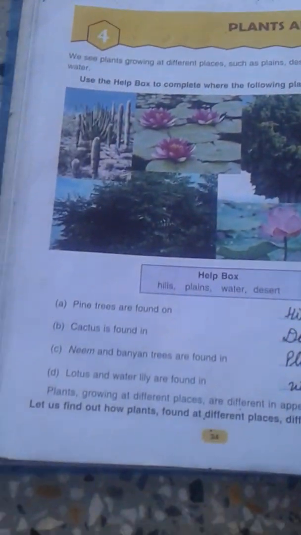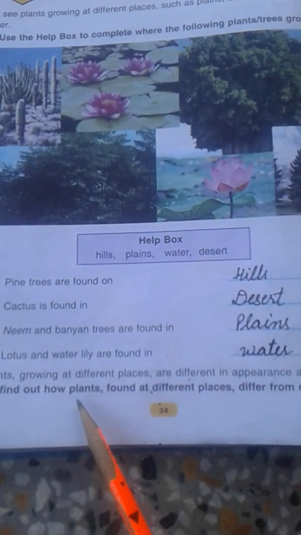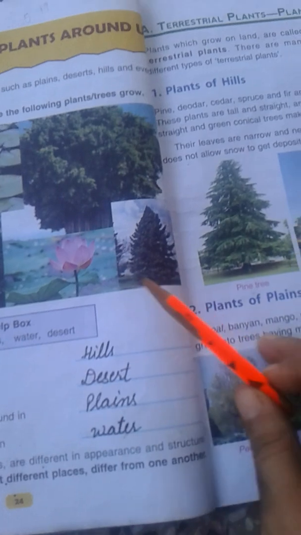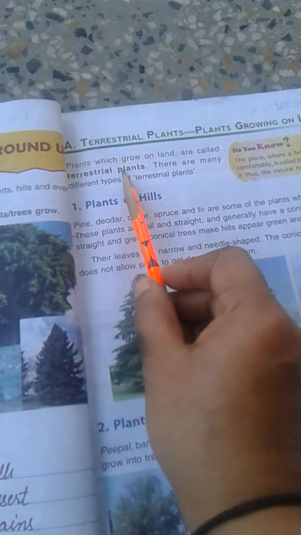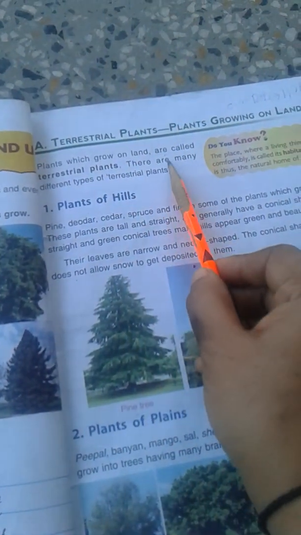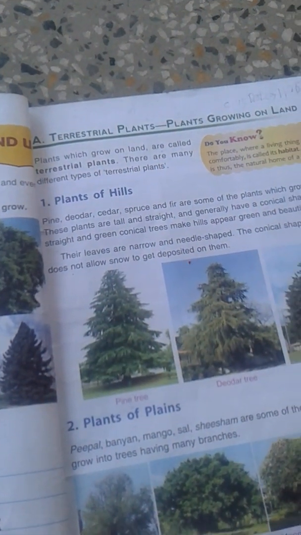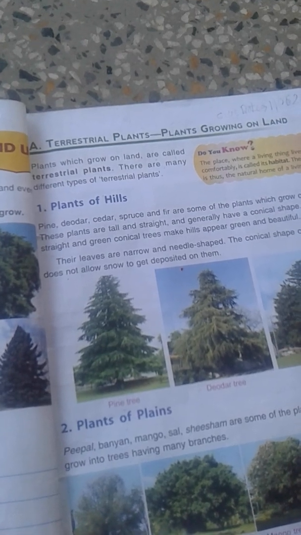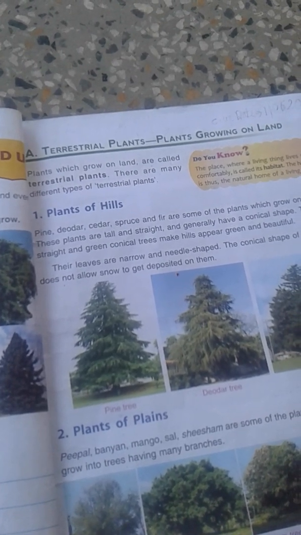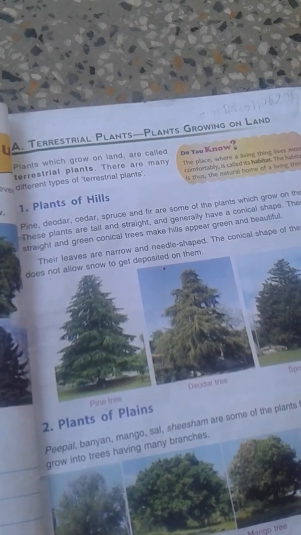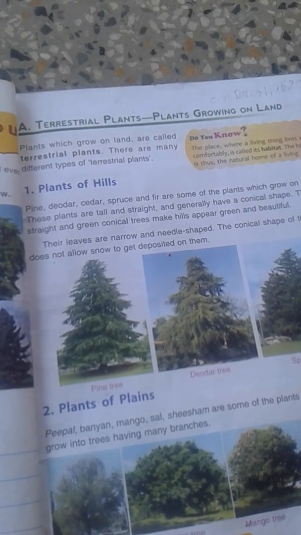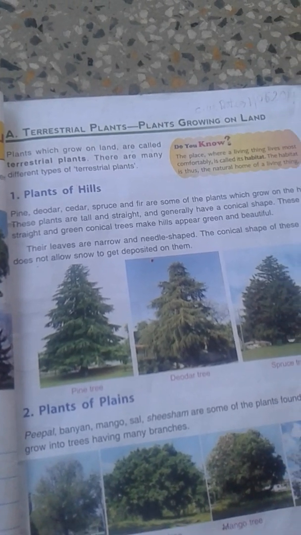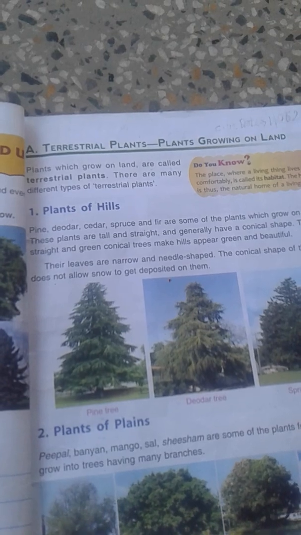Okay, now let us find out how plants found at different places differ from one another. Today we will do only terrestrial plants. The plants which are growing on land are called terrestrial plants. The plants which are around or near your surroundings are terrestrial plants because they are growing on land.